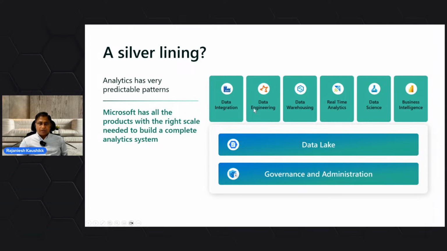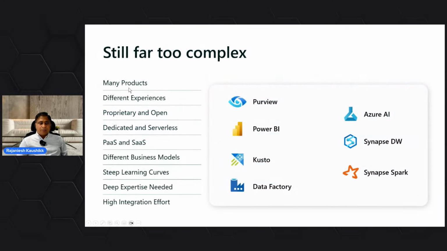Now, if you see what these products are, for Data Factory we have data integration, for data engineering we have Spark, for data warehousing we have Synapse, for real-time analytics also we have Synapse, and then notebooks and machine learning products. So all these products are there, but the issue still exists, because the issue is many products, different experiences for each product.